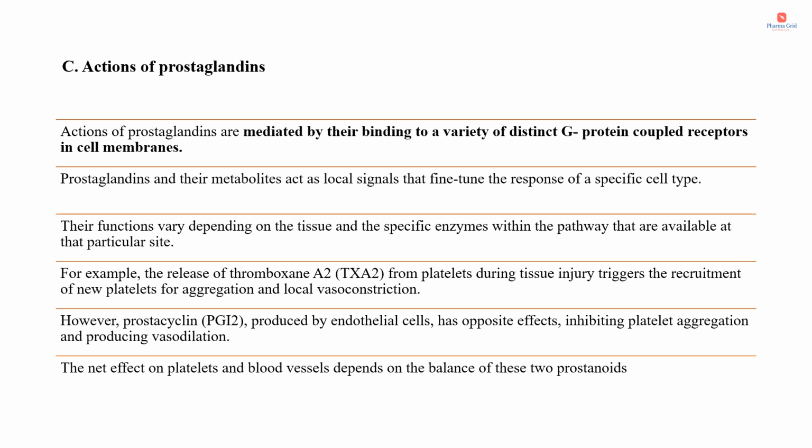Okay, so this prostacyclin has opposite effects to that of thromboxane A2. That is, the function of prostacyclin is to inhibit platelet aggregation and produce vasodilatation. The net effect on platelets and blood vessels depends on the balance of these two prostanoids. More about thromboxane A2 and prostacyclin I have clearly mentioned in the antiplatelets chapter.